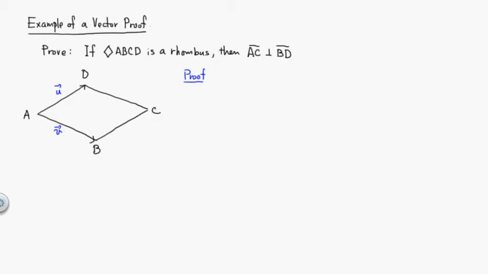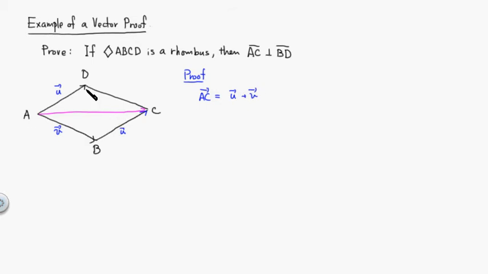So let's say vector AC. Vector AC is going to look like this. You can get vector AC simply by adding vector V and vector U, which has the same direction and same length as the opposite side. So we can write it as U plus V. So vector U plus vector V is the same thing as vector AC.